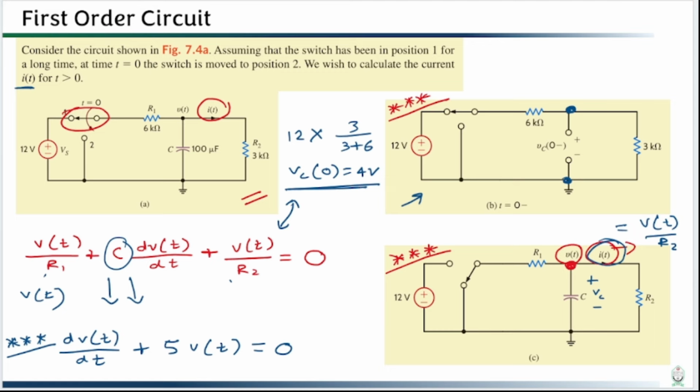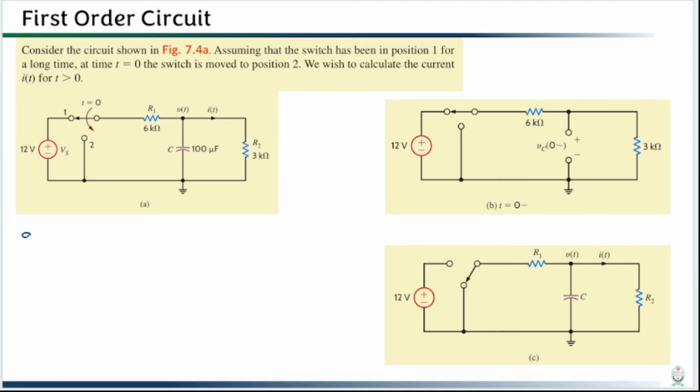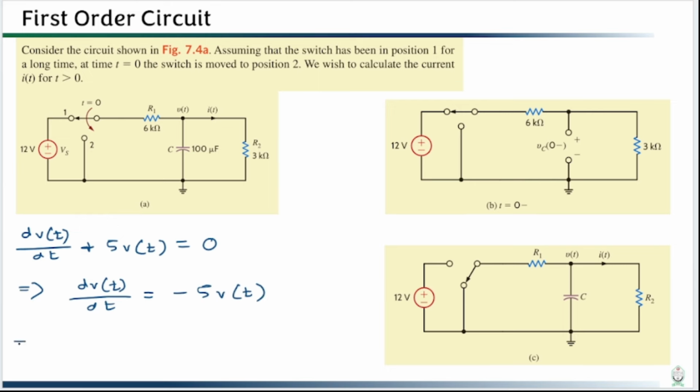Now let us solve the differential equation. The differential equation at hand is dv/dt plus 5v(t) equals 0. From here we can rewrite this equation as dv/dt minus 5v(t), or further rewrite it as (dv/dt) divided by v(t) equals minus 5.